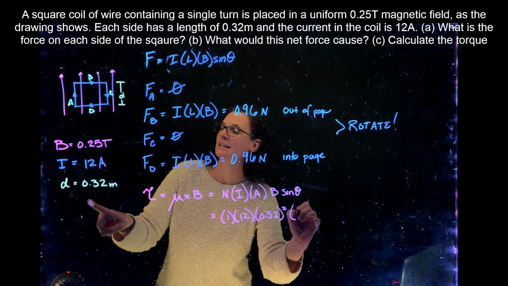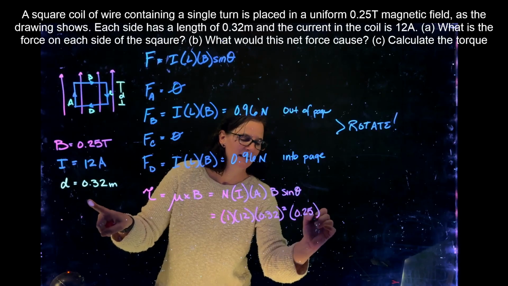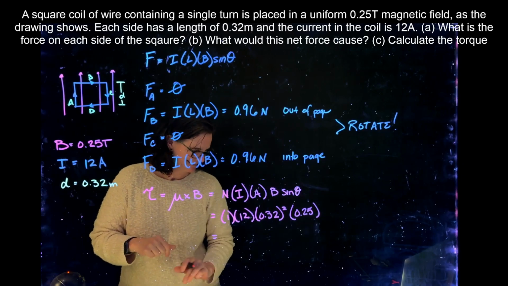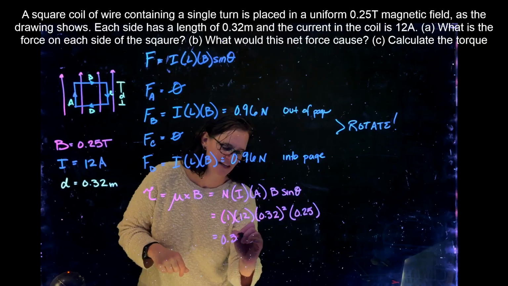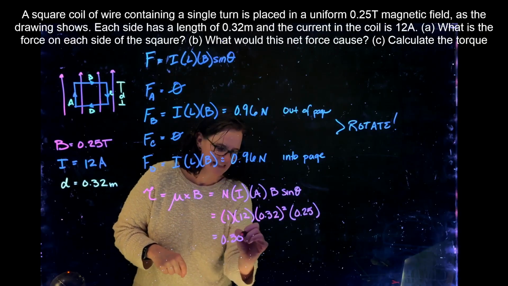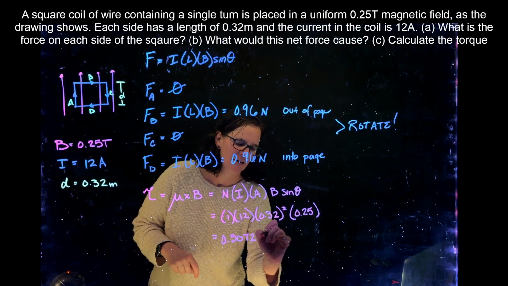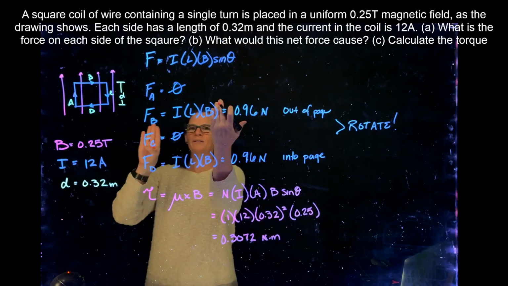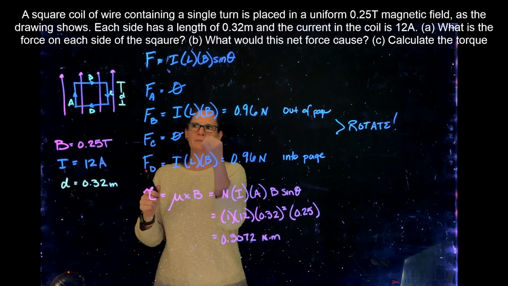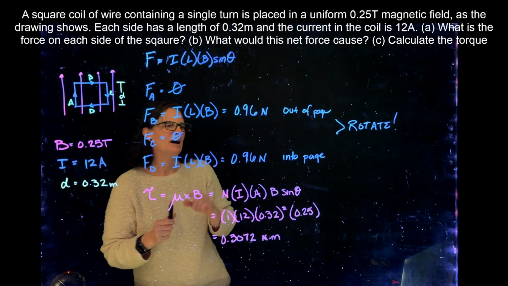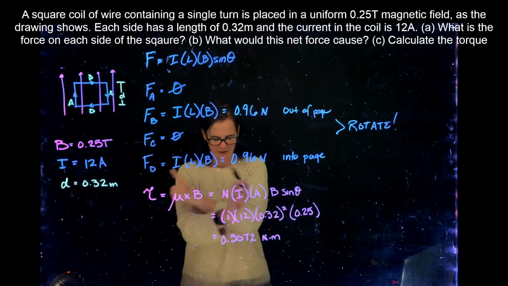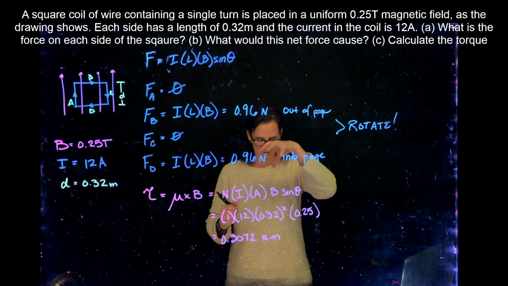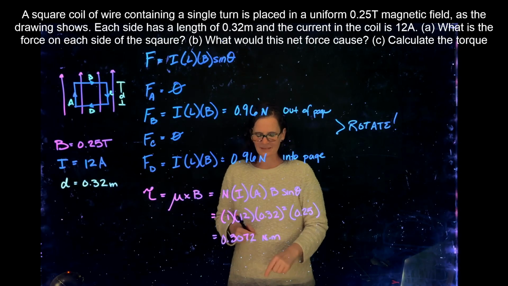Our field is 0.25, and we get a torque of 0.3072 Newton meters. All right, so that torque is 3.72. We know it's going to rotate in this direction, so it's actually rotating, if I look down, in the clockwise direction, if we look from the top down.